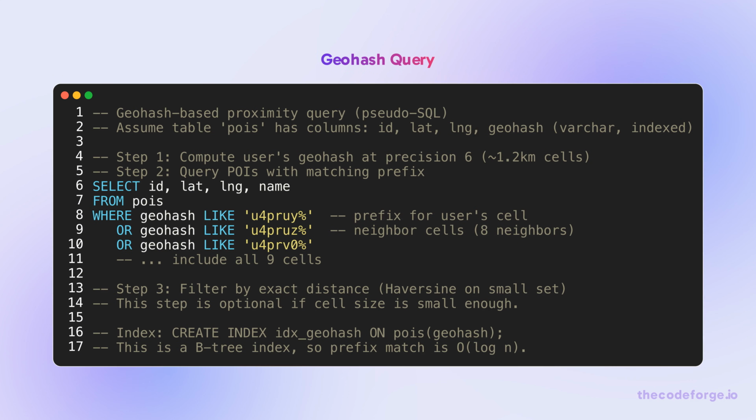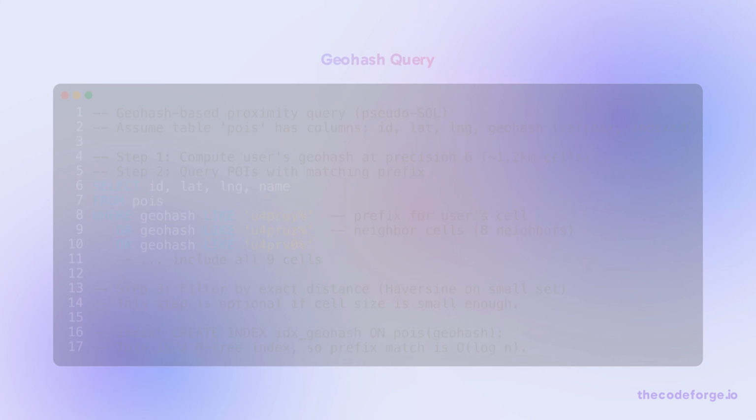Here's the geohash query. We compute the user's geohash at precision 6, which gives cells about 1.2 km wide. Then we query all 9 cells, the user's cell plus its 8 neighbors, to avoid boundary misses. This returns about 100 candidates from 10 million POIs in under 10 milliseconds.